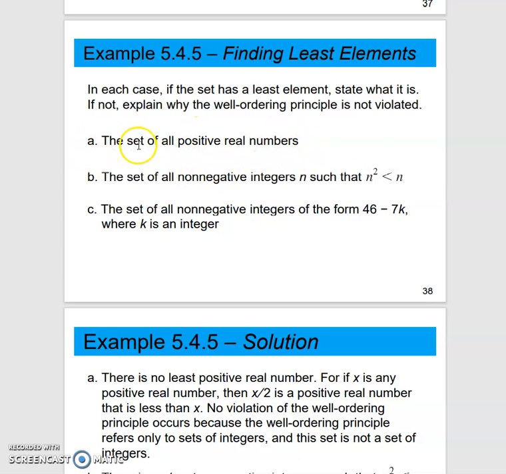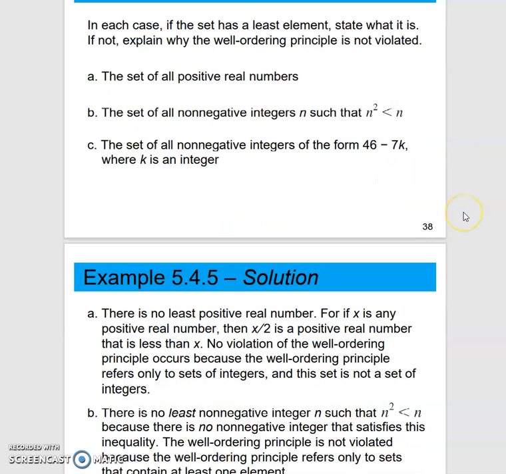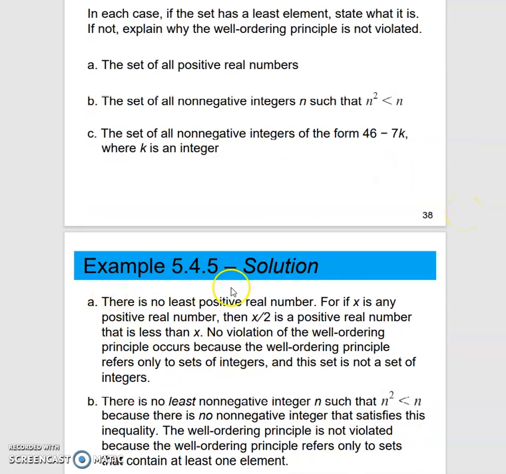Let's start with the set of all positive real numbers. Well, there is no least positive real number, because we can keep getting smaller and smaller and smaller. However, this does not violate my well-ordering principle, because that had to do with integers, and the real numbers have far more going on in them than integers. All right, well, let's deal with integers.